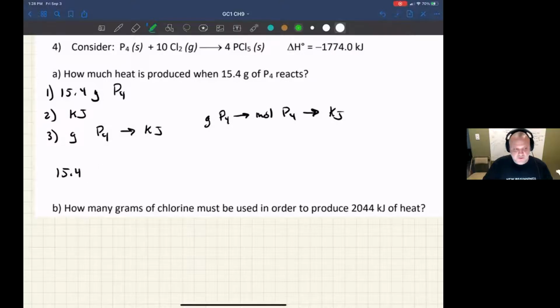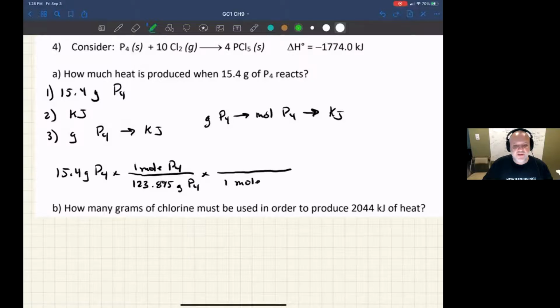15.4 grams of P4 divided by the molar mass of P4 times the stoichiometric information from the thermochemical equation that says 1 mole of P4 reacted produces 1774.0 kilojoules. So let's put that in the calculator and we get 221 kilojoules of energy produced.